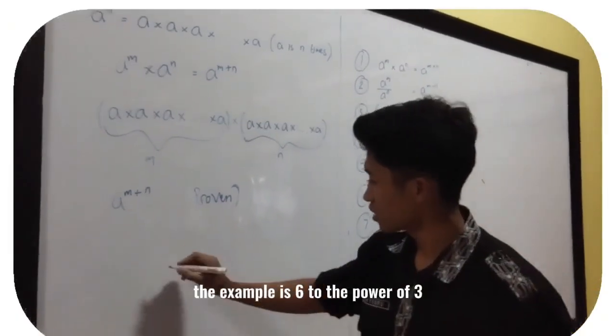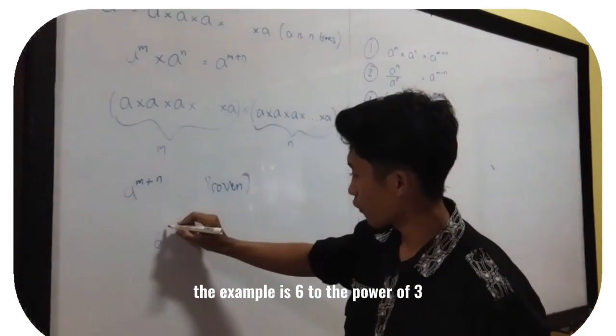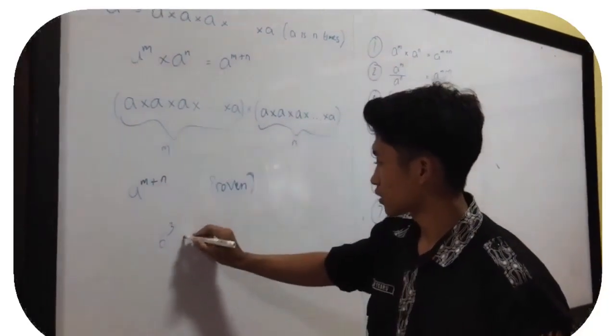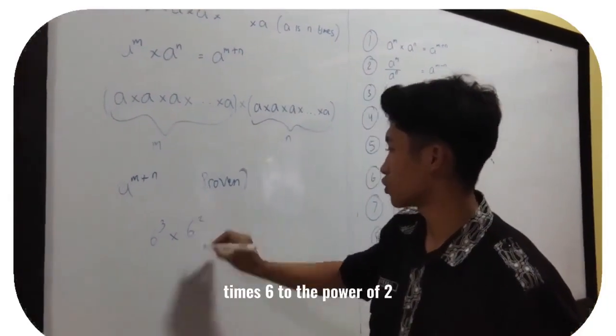The example is 6 to the power of 3 times 6 to the power of 2.